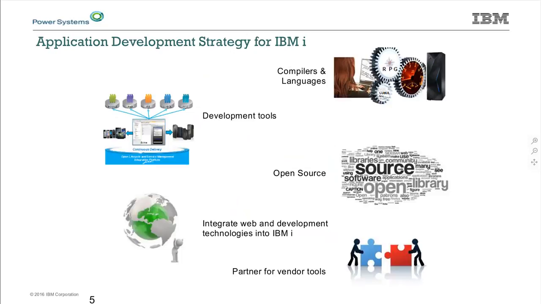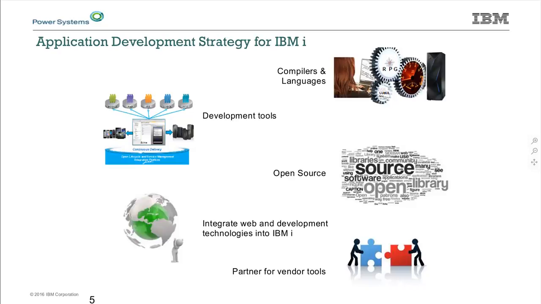Now, our strategy, and one of the reasons I'm talking today before you start hearing from the LANSA folks, our strategy includes being able to do compilers and languages, tools in open source such as Apache, to allow people to develop the kind of applications that they need. We integrate that technology, the web and development technologies, into IBM i so that you don't have to do that.